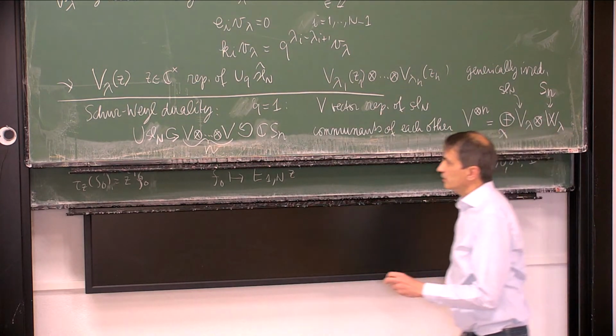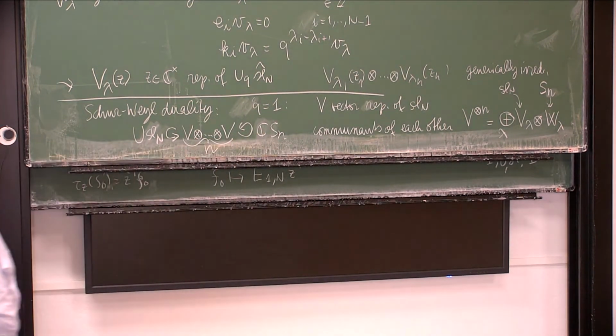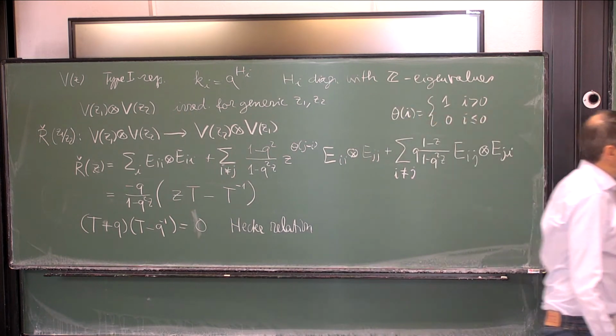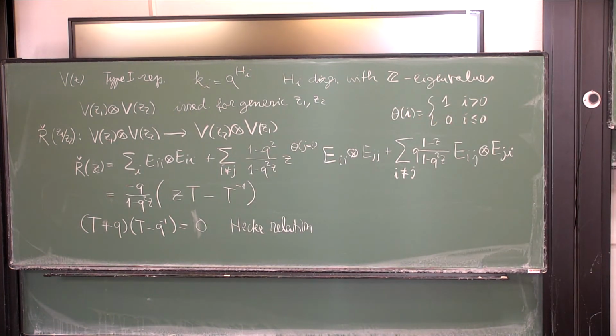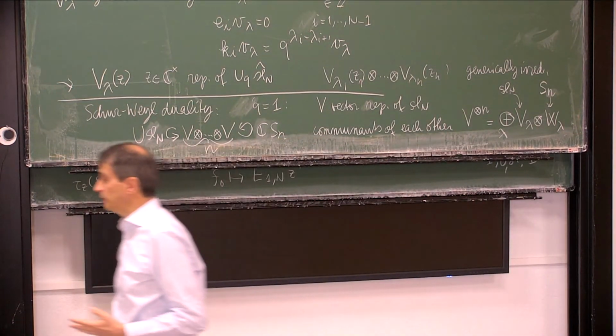So this is the story for U(SL_N), and what Jimbo did was a generalization to the quantum group case, and he observed that you have to replace the symmetric group, or the algebra of the symmetric group, by a q-deformation, which is a Hecke algebra.